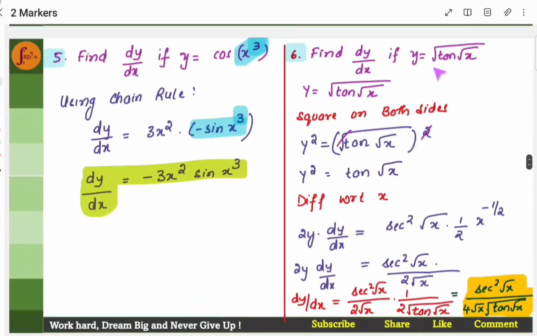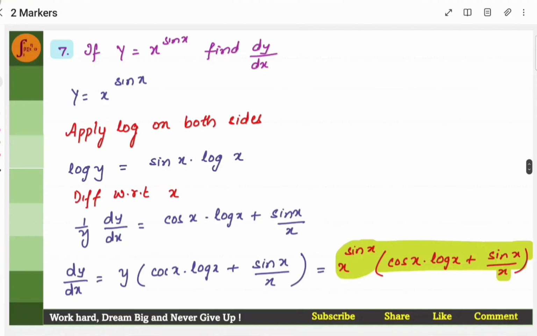Now here you have to find the derivative of root of tan root x. We want to remove this root. One way to remove the root is to put square on both sides. When I apply square, root and square will get cancelled. So I'll be left with this. Now you differentiate. Derivative of tan is secant square. And instead of root x, I can write it as x to the power half. So then I'll get this particular derivative.